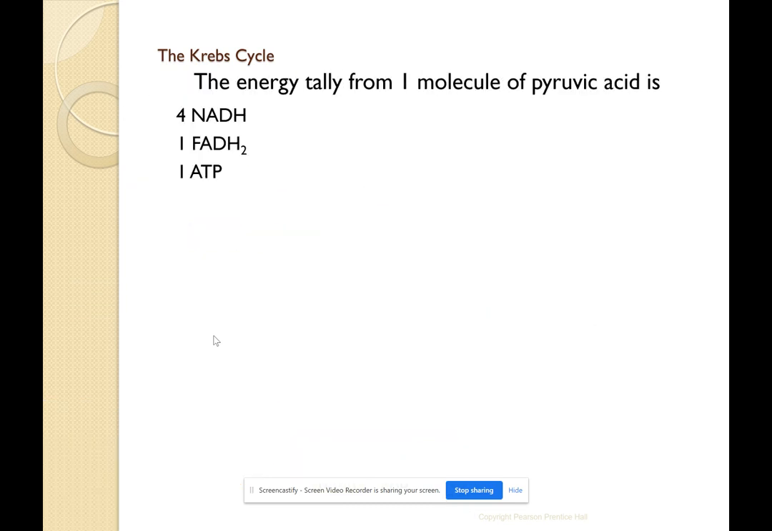So when you have pyruvate from glycolysis going into the Krebs cycle, for each pyruvate, you end up with 4 NADH, which are electron carriers, 1 FADH2, also an electron carrier, and a teeny bit of energy, which is ATP. Now, each molecule of glucose will give you 2 molecules of pyruvate. So if you really want to do the math, every molecule of glucose gives you double this. So 8 NADH, 2 FADH2, and 2 ATP.